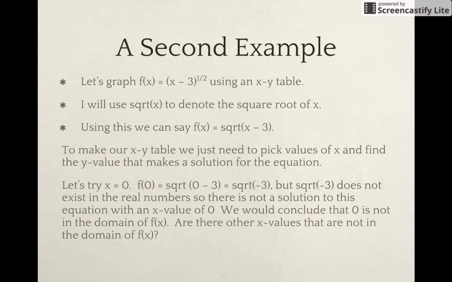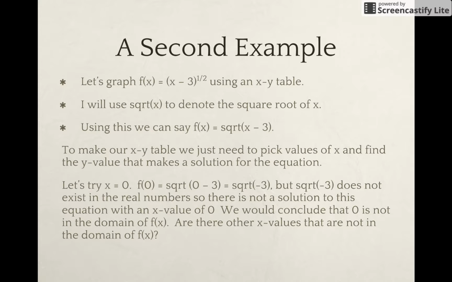Let's take a look at a second example. We're looking at f of x equals x minus 3 to the 1/2 power. The 1/2 power is also the same thing as a square root. So when we're thinking about this, we really are talking about the square root of x minus 3. To make our xy table, we need to pick values of x and find the y that corresponds to that value of x. That creates a solution to the equation.